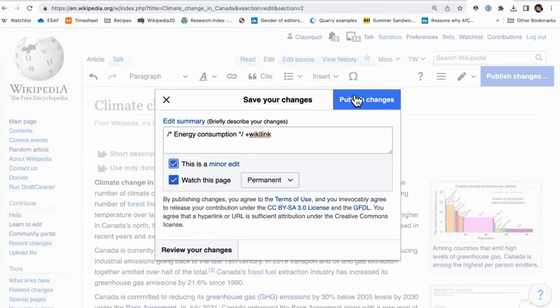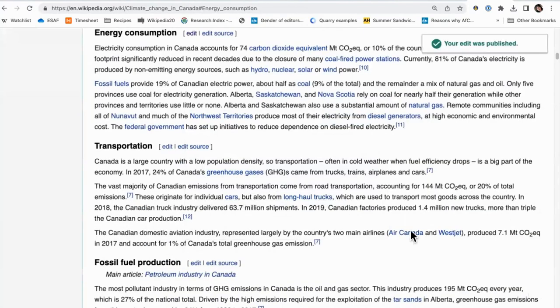And I'll say that this is a minor edit. It's optional to choose that, but it just helps people to see that I've done something that's small. Did that answer your question?